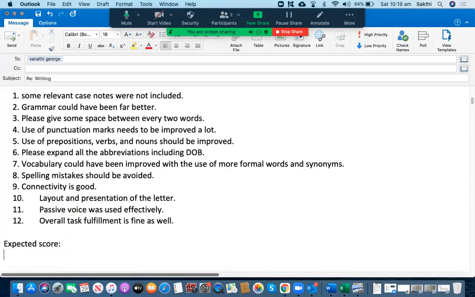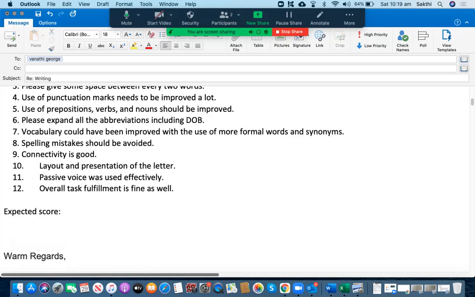But I think it's good. But if you could have included those case notes, the remaining ones I told you, there are a couple of relevant case notes, right? If you could have included them, then it would have been much better. Okay, your overall task fulfillment could have been much better by including the missing case notes. Okay. All right, I told you just now. So if you could have included, then I think the number of words would be much better.